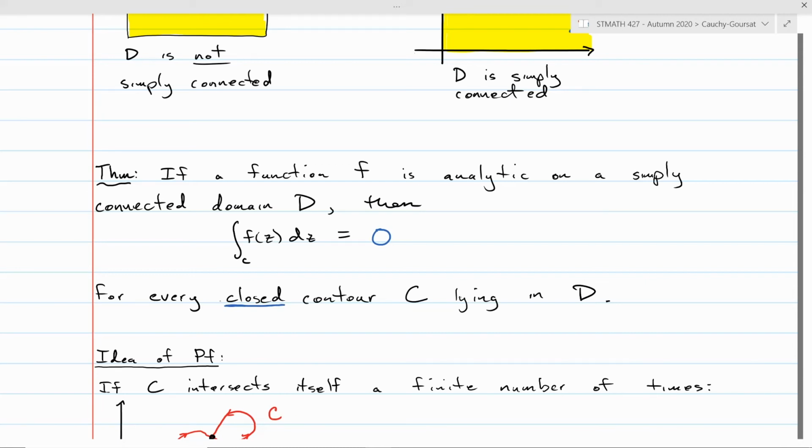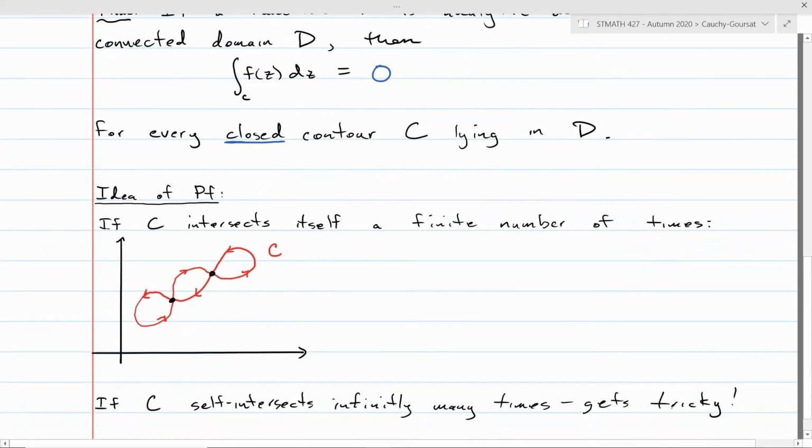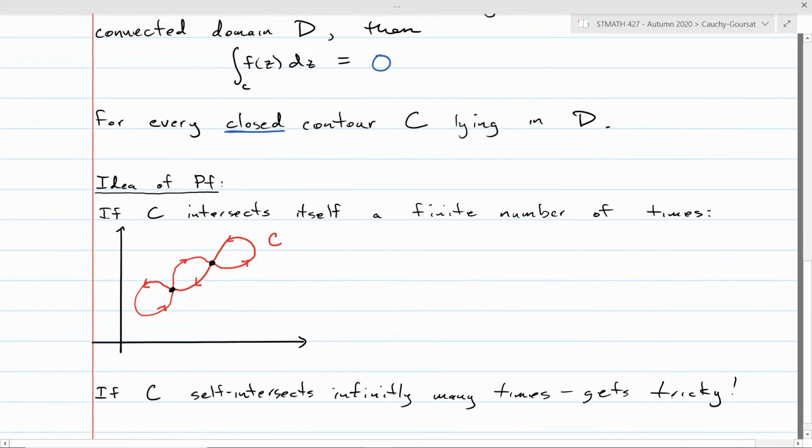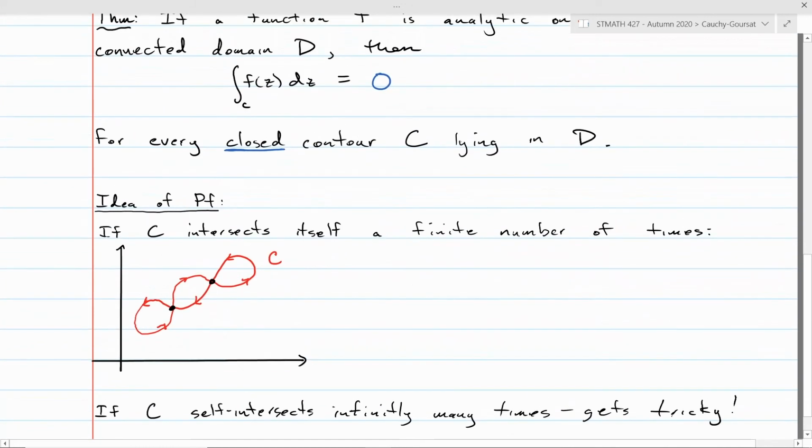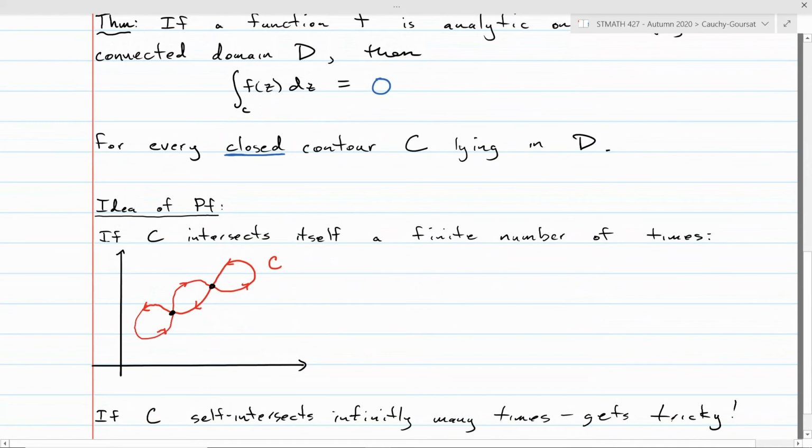It says that if you've got an analytic function inside of a simply connected domain, if it were a simple closed curve, Cauchy-Goursat would give it to us immediately. So the idea of the proof of this one is that the proof could get complicated if the curve is self-intersecting an infinite number of times.